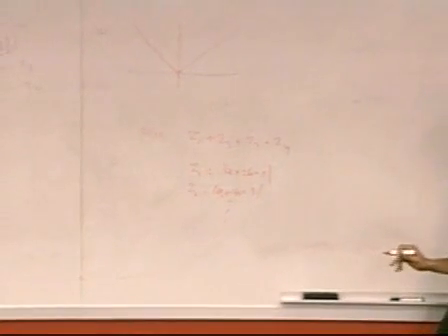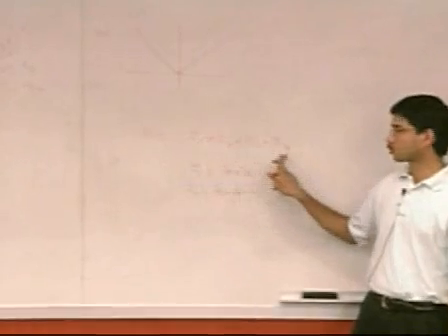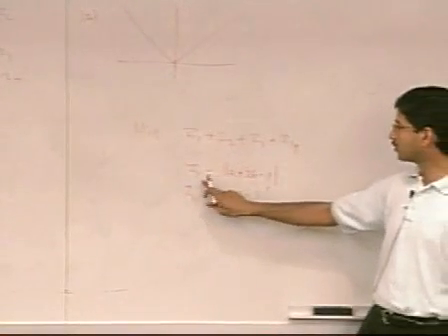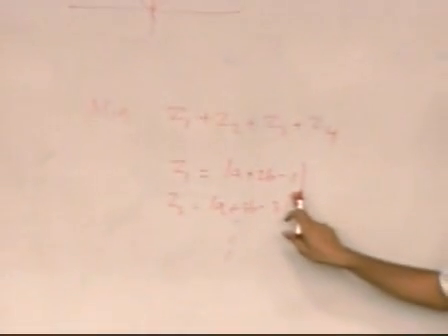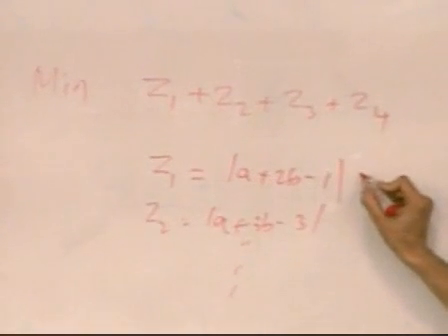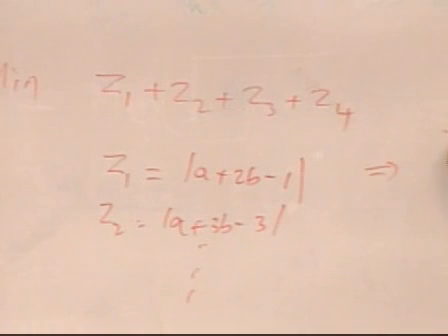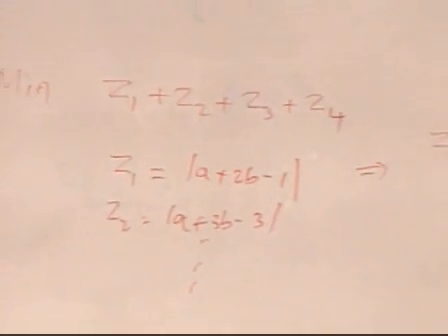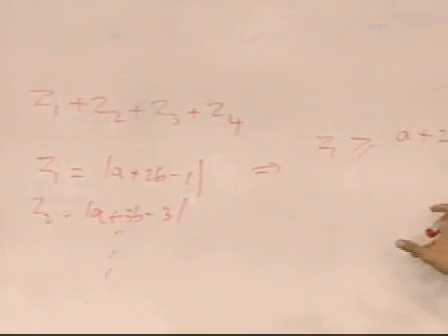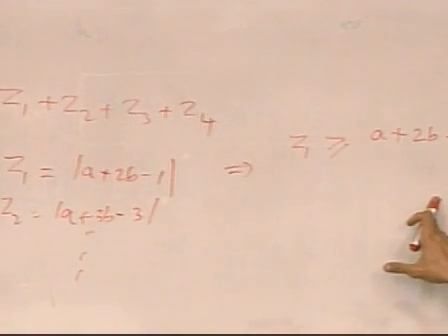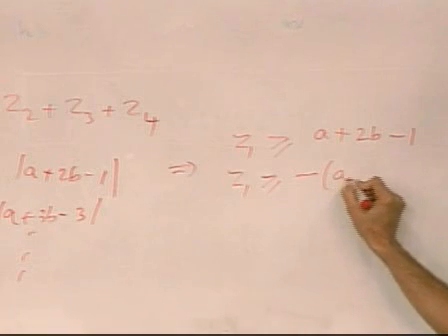Okay? But notice the following. I want to minimize this quantity, and I want Z1 to equal this. Now, what does that mean? So this is really saying Z1 has to be bigger than A plus 2B minus 1. Okay. Z1 has to be bigger than the negative of that quantity.